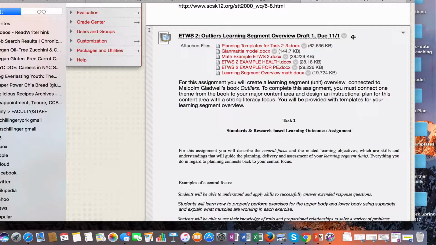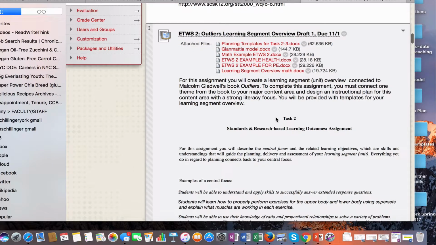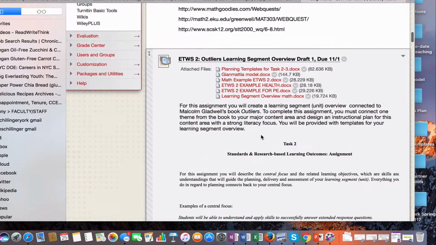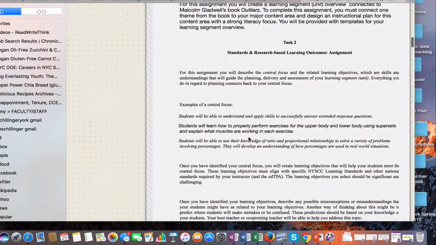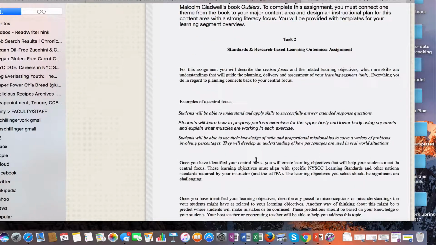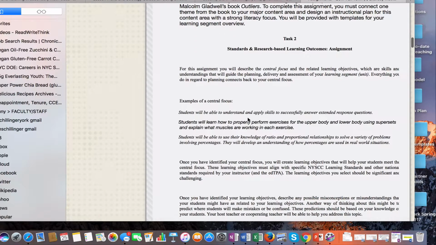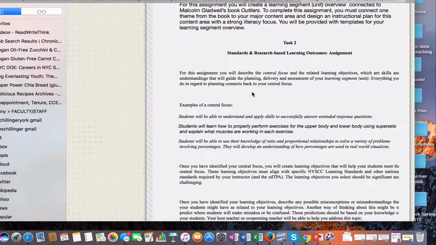So what I'd like to do first is just to remind you that last week I asked you to read through these models here and draft out a central focus. So if you haven't done that yet, maybe there will be time for you to do that today, but you're going to have to, most likely, since we're short on time, just work ahead.